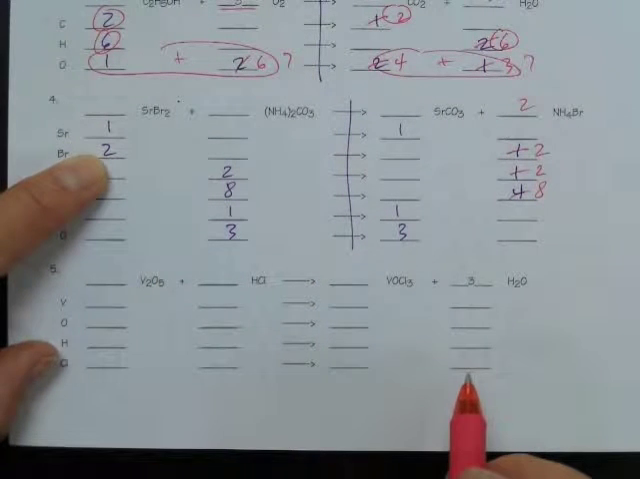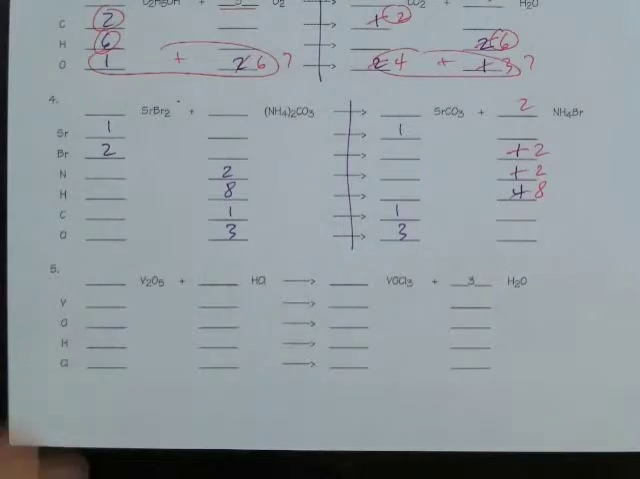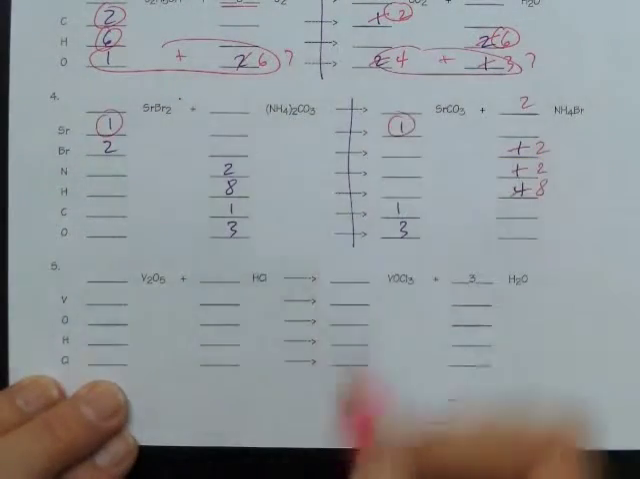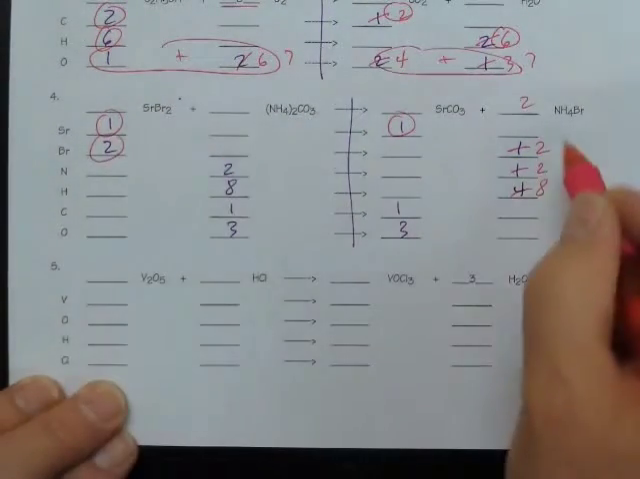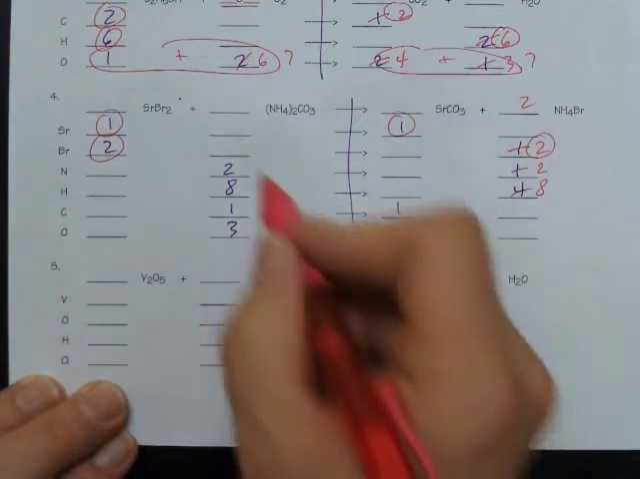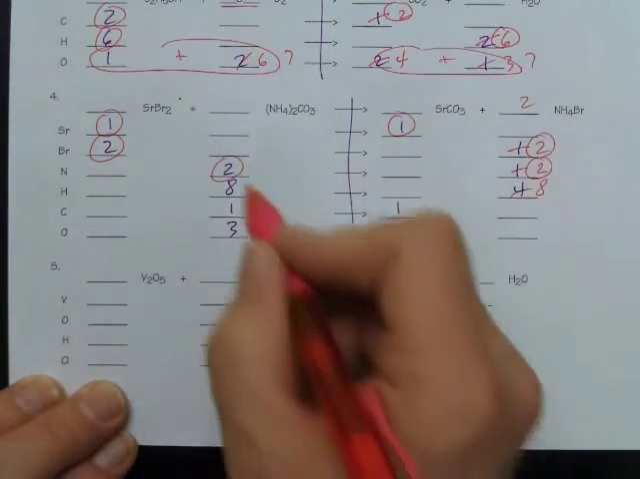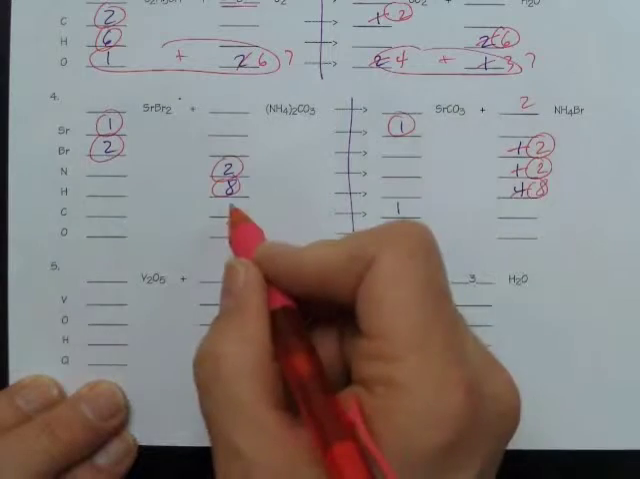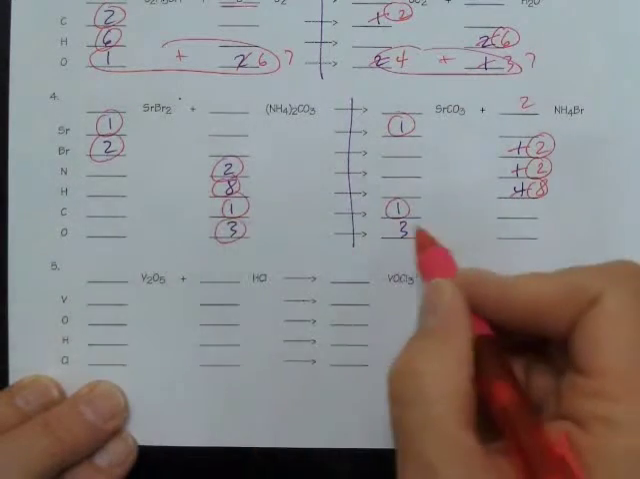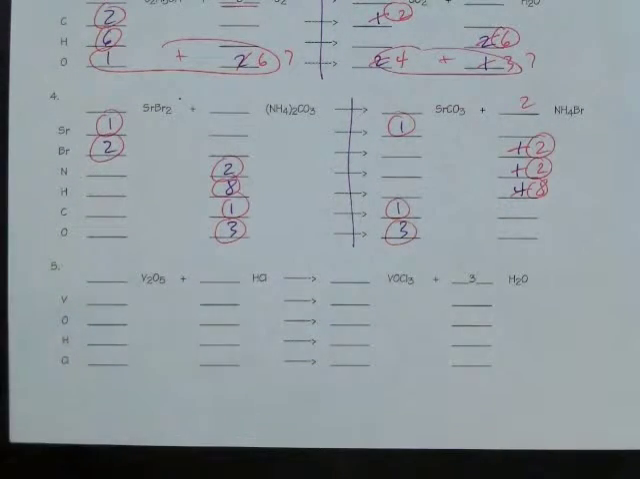Is there anything else that needs to be fixed? 1 strontium in the reactants and the products. 2 bromines in the reactants and in the products. 2 nitrogens in the reactants and the products. 8 hydrogen. 1 carbon. 3 oxygens. It's balanced. Same number of atoms of each element on both sides.